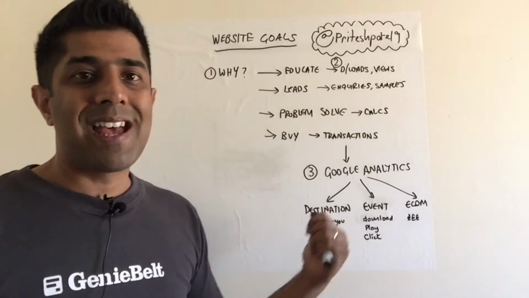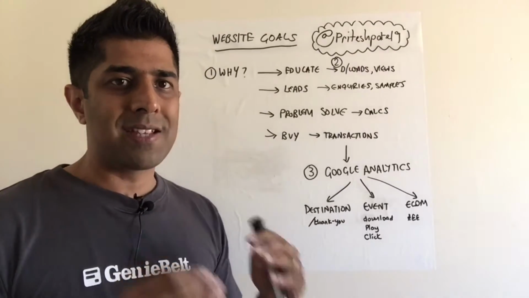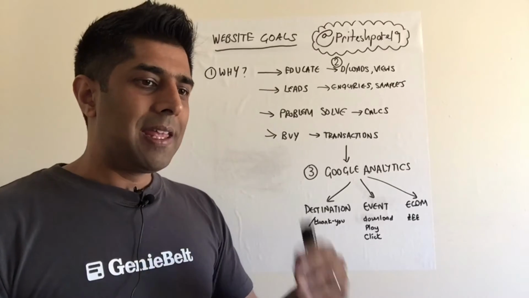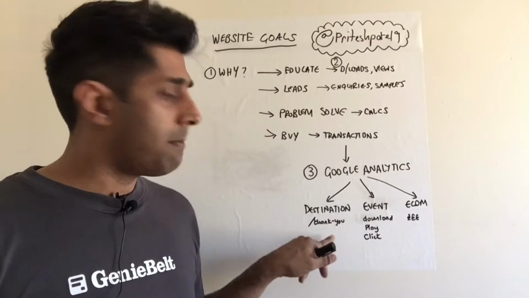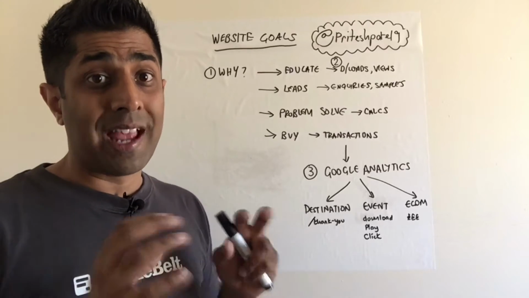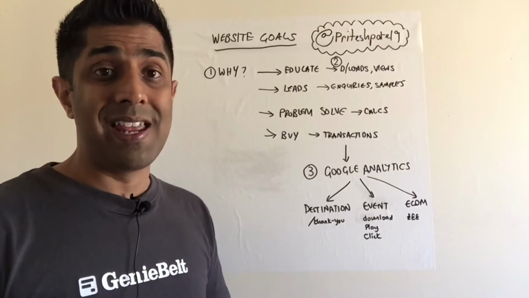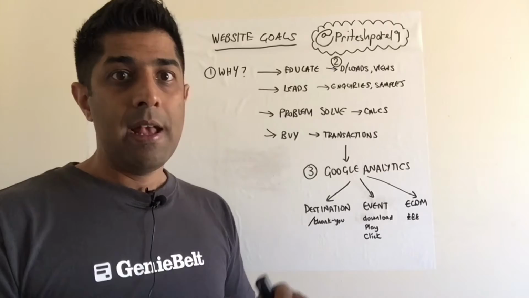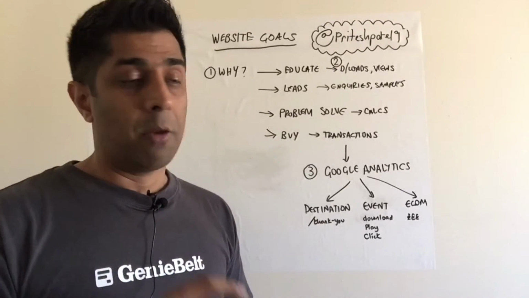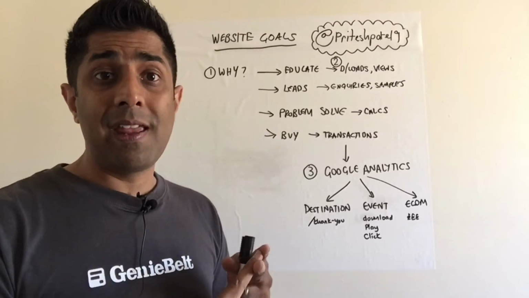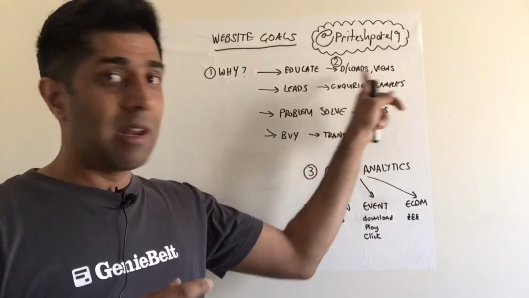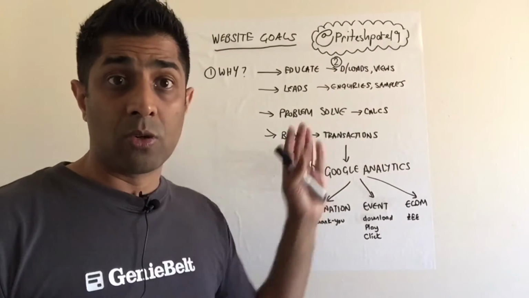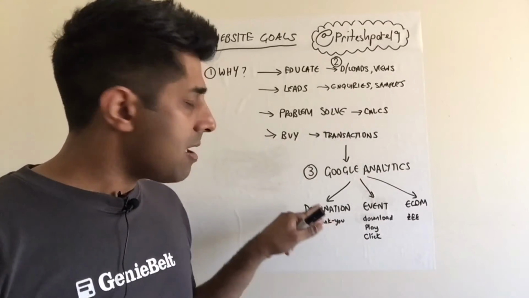The first one is a destination goal. A destination is essentially taking people to a specific page, and typically that would be a thank you page. A thank you page is what users see after they've submitted or filled in a form. It could be a contact form, it could be a CPD booking form, it could be a sample request form, all these lead generation type goals that we've just talked about earlier on.